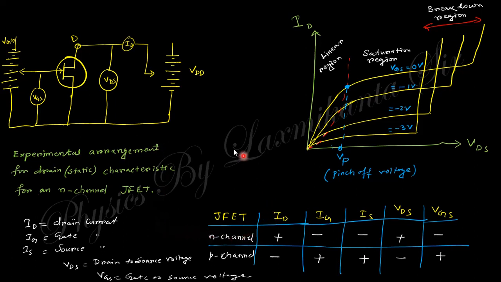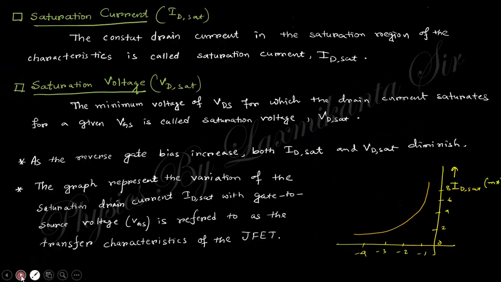This is the current notation, the direction of current, positive and negative, like drain current, gate current, source current, and their voltages.